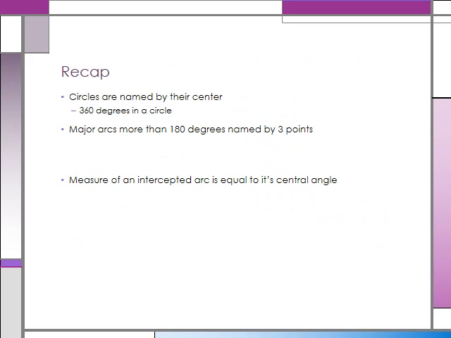So circles, remember, are named by their center. There are 360 degrees in a circle. Major arcs are more than 180 degrees and named by 3 points. The minor arcs are less than 180 degrees and named by 2 points. And the measure of an intercepted arc is equal to its central angle.